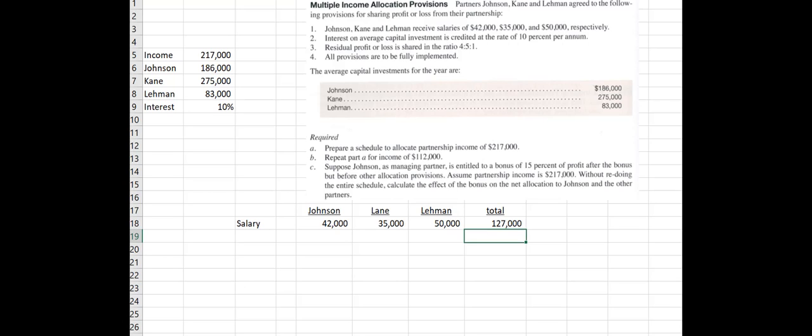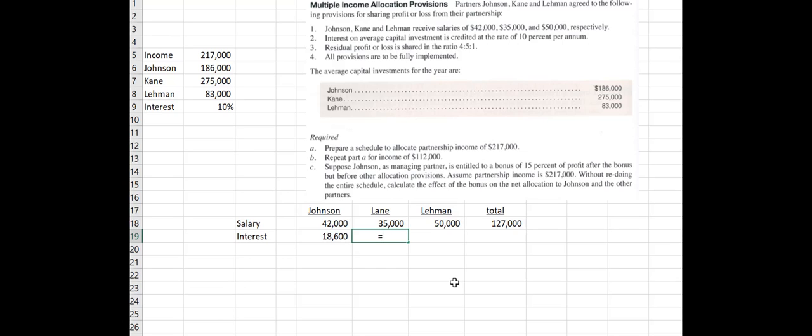Step two is each partner gets interest based on their average capital investment during the year. They get compensated 10%. So for example, for Johnson, I can take Johnson's average capital balance, that's cell B6, and multiply it by the interest rate of B9. And that means Johnson will also get added to his or her capital account $18,600.